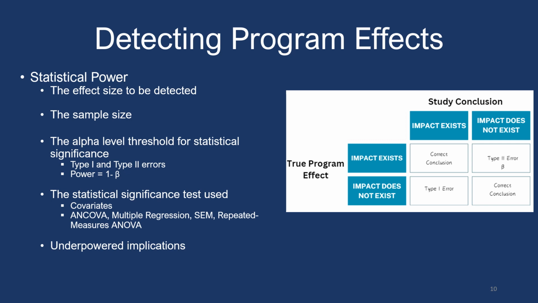On the flip side of this is type 1 errors, which is when we find statistical significance when there is no real effect. The lower we set our alpha value threshold, the more likely we are to experience type 1 errors and say that the observed effects were due to the program when they were really just due to chance.